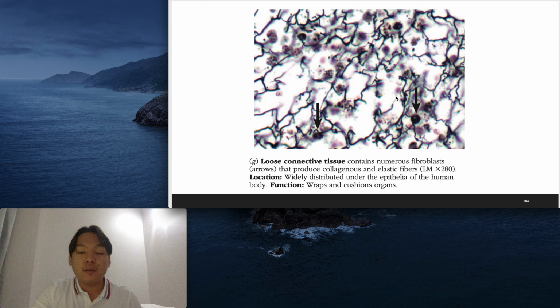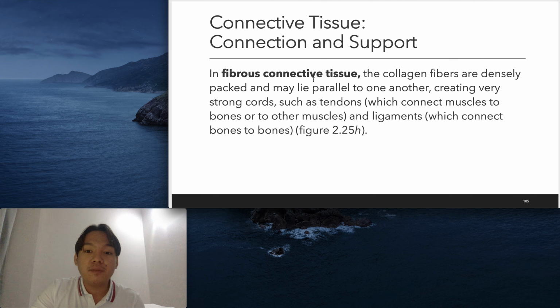Like this one. Fibroblasts are found here, in the arrows. They are suspended within a gel-like substance. These are found under the epithelia of your human body, and they wrap your different organs and cushion your organs. Collagenous and elastic fibers are also found in these black stripes. In fibrous connective tissue, the most obvious fibers are called collagen fibers. They are densely packed and they lie parallel to one another.